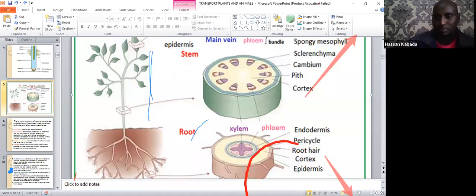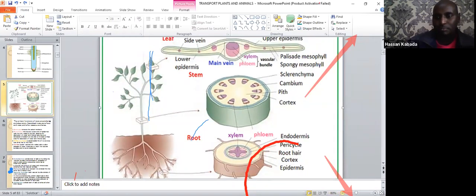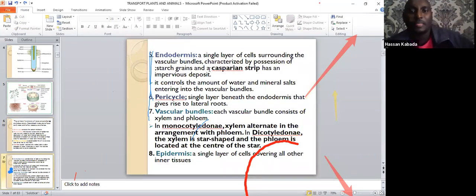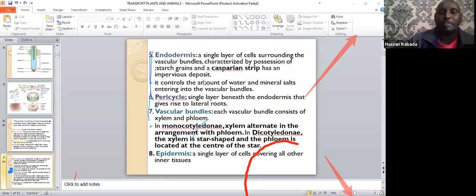So you can go back now. So we are saying a single layer characterized by possession of starch grains and Casparian strip. Casparian strip has impervious deposits. Impervious means it will not allow all the water to pass through. It controls the amount of water and mineral salt entering into the xylem. So that is the work of the Casparian strip. It controls the amount of water and mineral salt that enters into the vascular bundles.